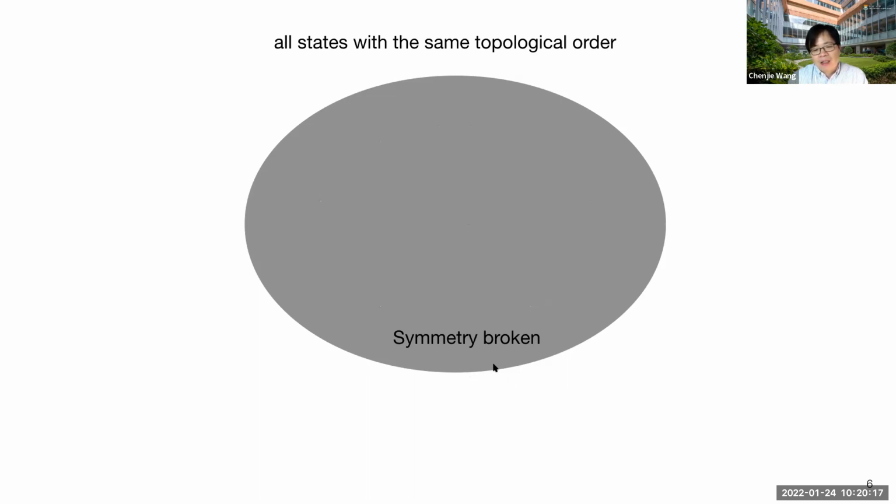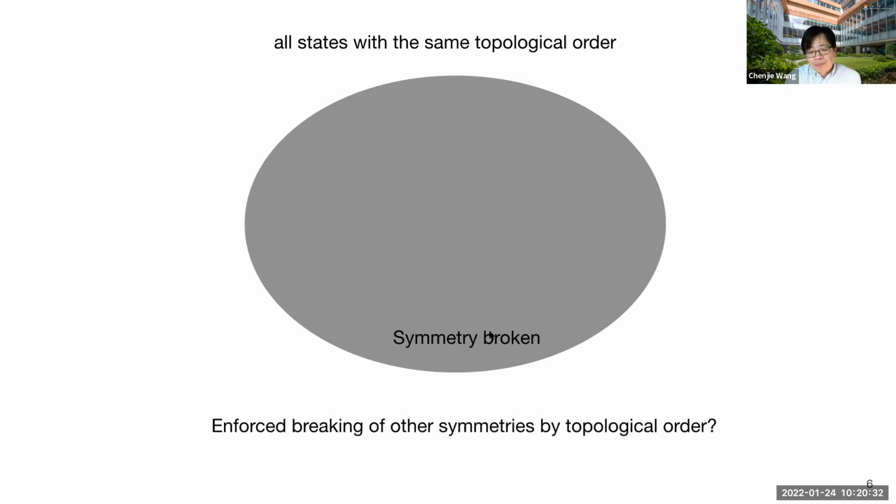So by incompatible case, I really mean that in the whole space of this topological order, all the states are not compatible with the symmetry. So everywhere breaks the symmetry you are considering. Okay. So far I have been using time reversal symmetry as an example to show this incompatibility.